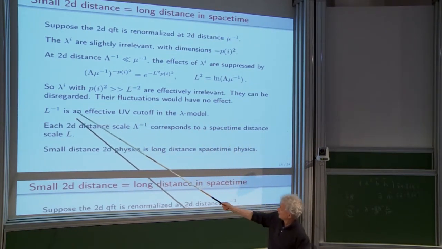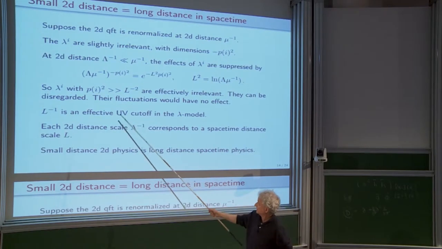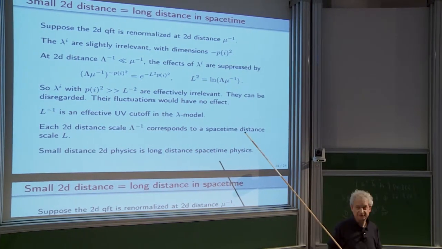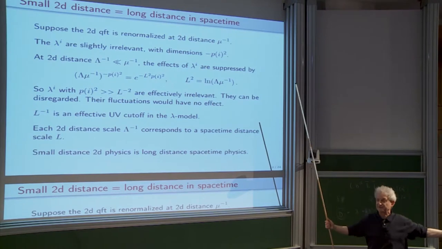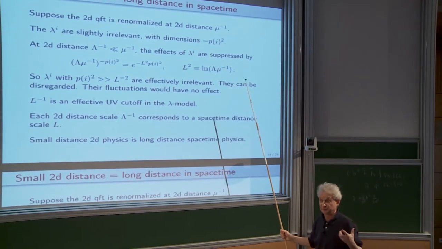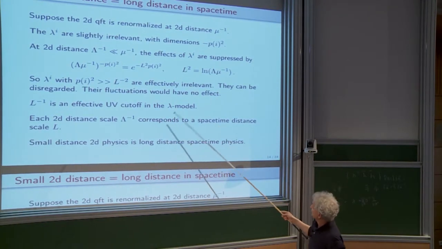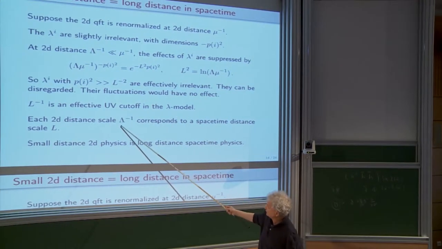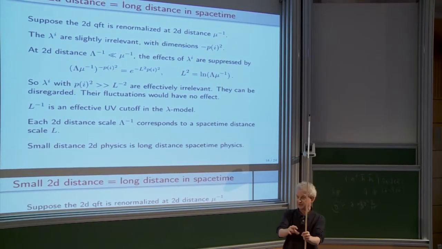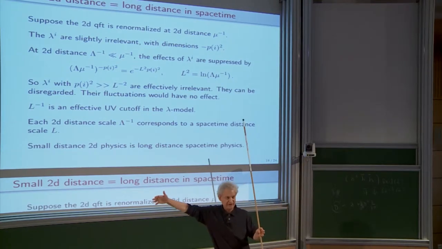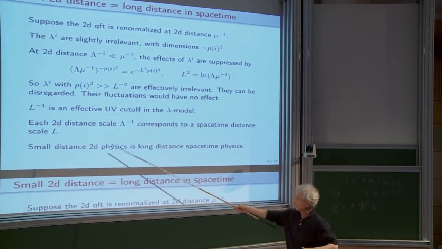So this space-time distance L gives an effective ultraviolet cutoff in space-time, which renders the target manifold of the lambda model effectively finite-dimensional. So it really is a sensible two-dimensional theory. So we have a correspondence between the two-dimensional distance scale at which the lambda model fluctuations take place, as divided from the effective world surface. That corresponds to a space-time distance scale L.